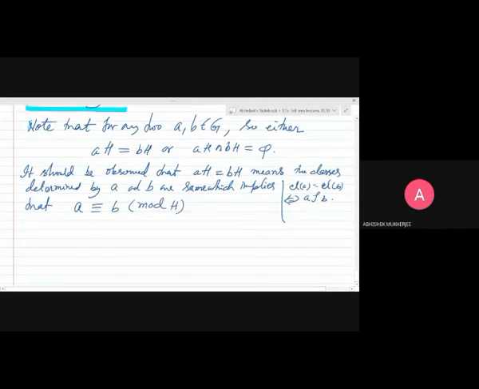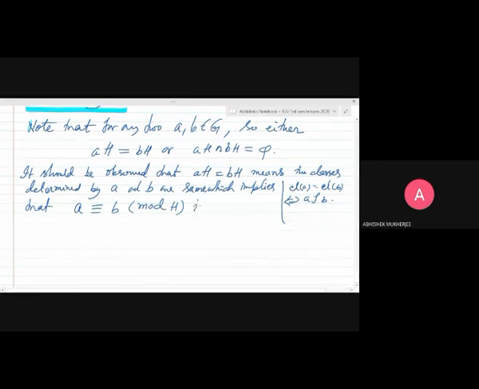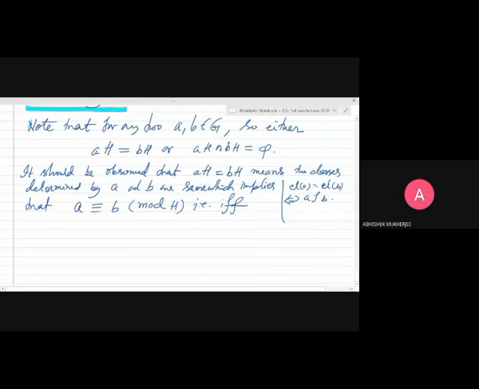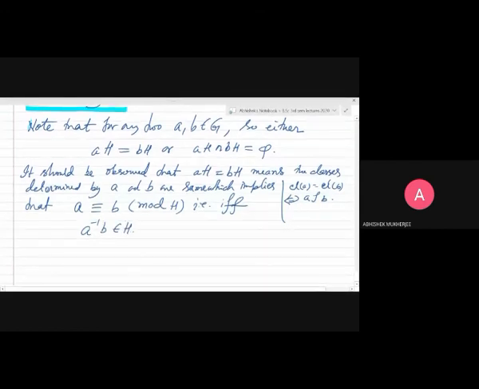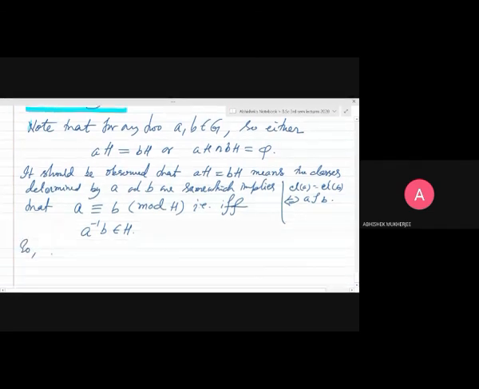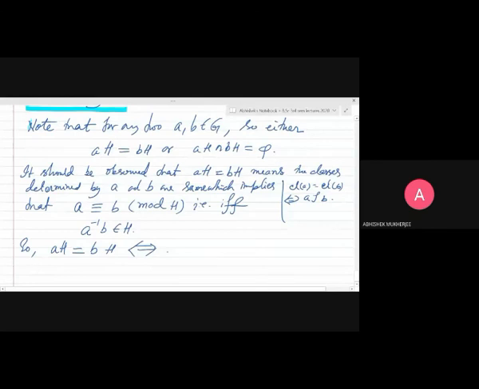So a and b are related with respect to the relation defined above, that is, if and only if a congruent to b mod H means if and only if a inverse b belongs to H. Okay, so you can write that a H equals b H if and only if a inverse b belongs to H, for a, b belonging to G. Okay, so in this way you have this, right?